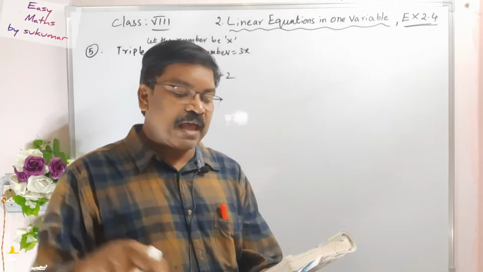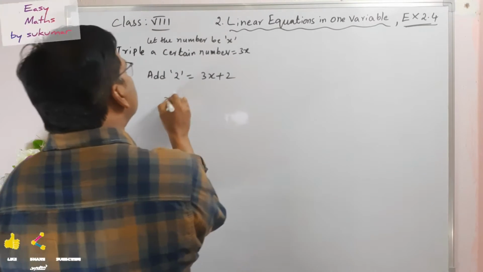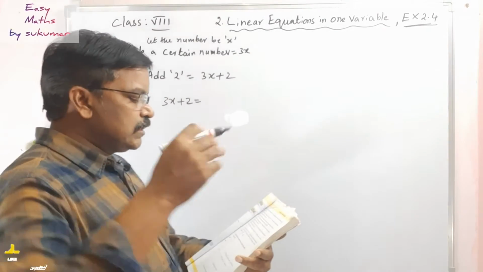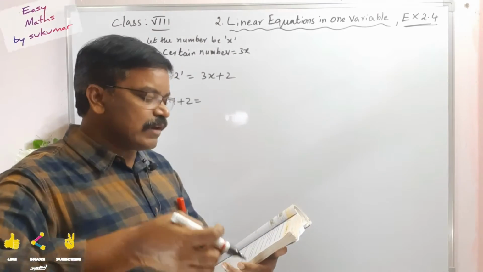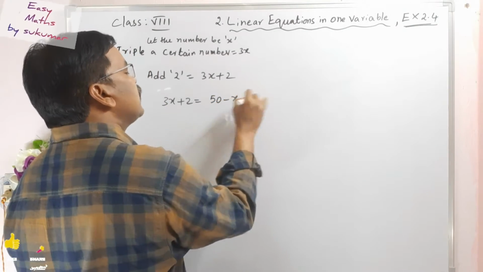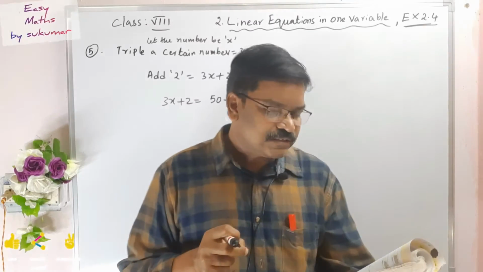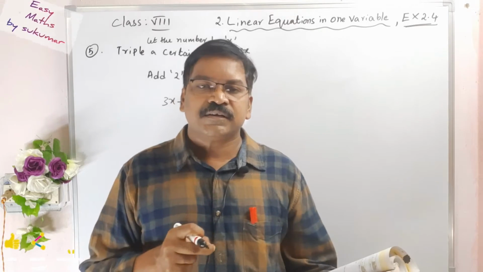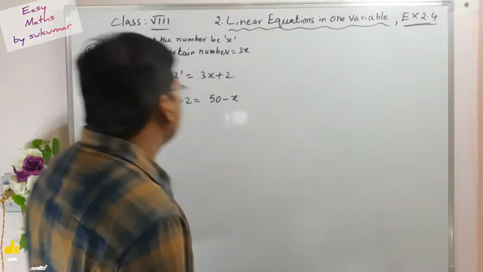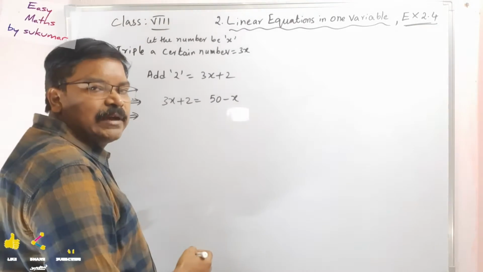I get the same answer as I do when I subtract the number from 50. So that means this 3x plus 2 is equal to what? From 50 means 50 minus x. I subtract the number from 50, that means this result should be equal to 50 minus x. Okay, my dear students, this implies 3x plus 2 is equal to 50 minus x.